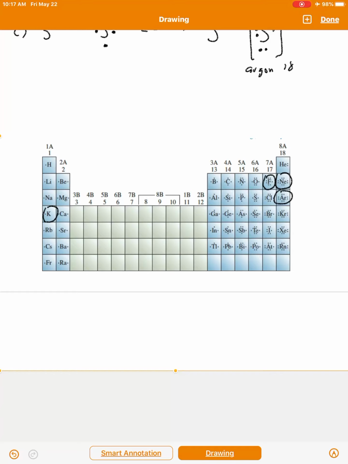Potassium has 19 protons and some number of neutrons, maybe 20 or so. The argon has 18 protons and some number of neutrons. And then the last one was sulfur. By gaining 2 electrons, it becomes isoelectronic with argon.